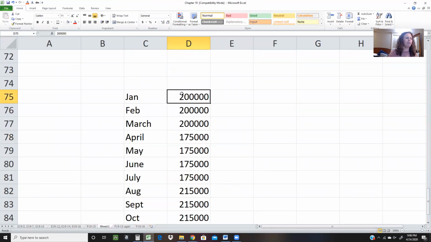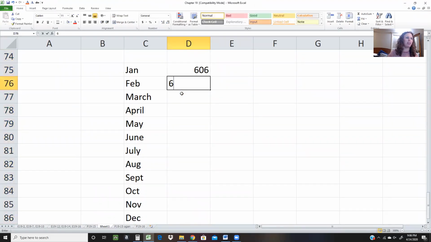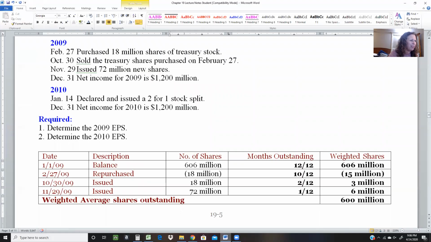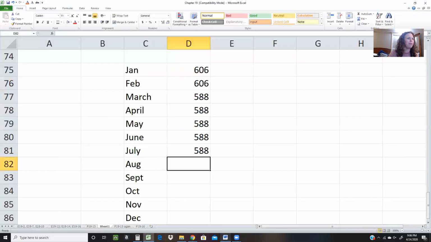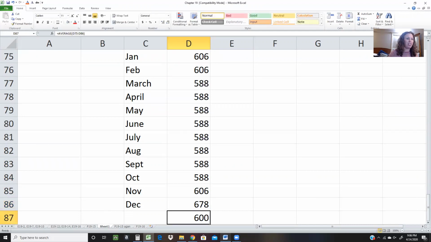take this calculation, and these numbers are going to be in millions, but I'm going to do 606, 606. Then I'm going to reduce it by 18 and do 588, 588, 588, 588, 588. And then I think those shares came back in the market on October 30. So still doing 588 for all those. And then here I go back up to 606, and then I go up by 72 more for 678. So if we do an average of all of that, it's 600.